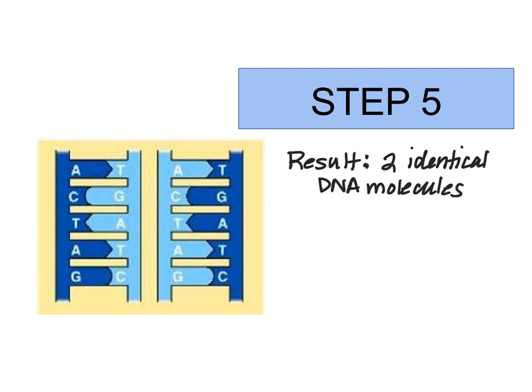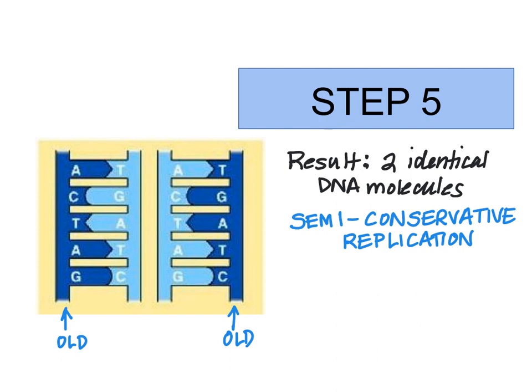So now we have our result, 2 identical DNA molecules. The way that this is done is called semi-conservative replication because you can see on the molecule that the old pieces are on the outside and they are exactly the same pieces that were on our original DNA. But on the new molecules, there is one new strand on each one of them that was built by the DNA polymerase. So having half old and half new means that the molecule has been semi-conserved. Conserve means to hang on to in its original form.